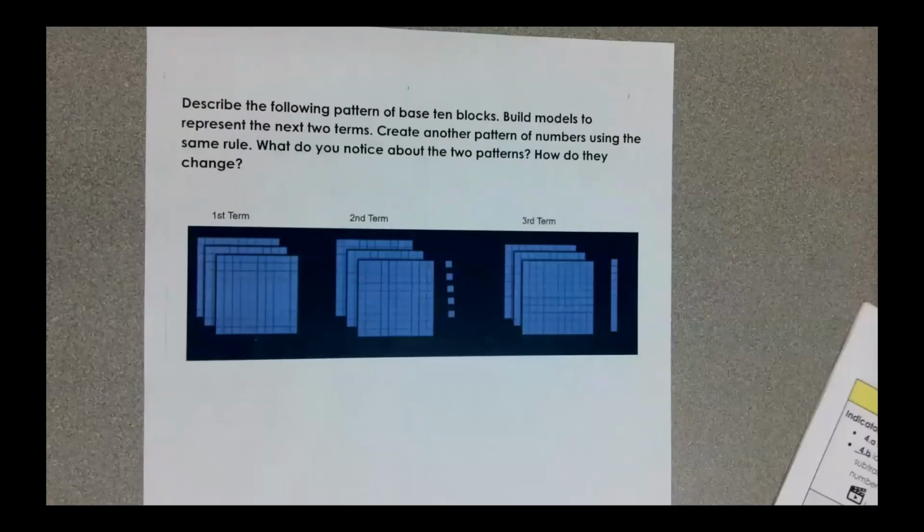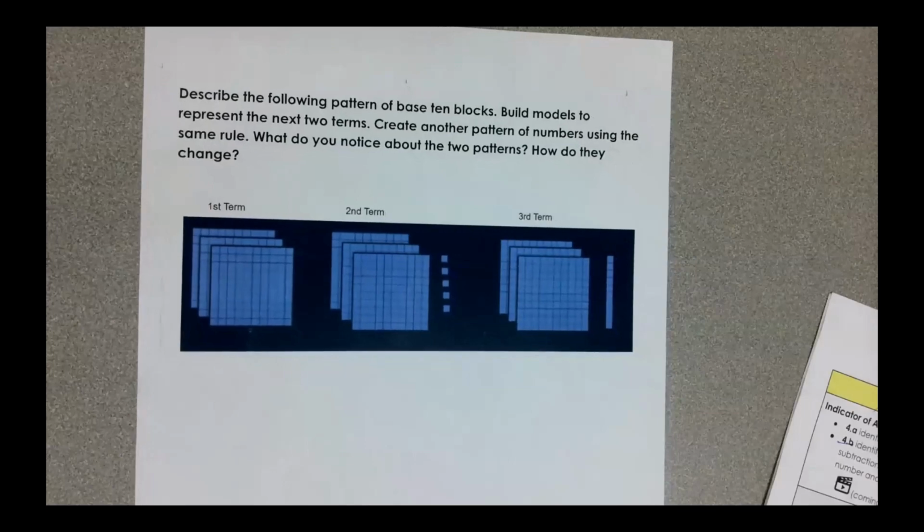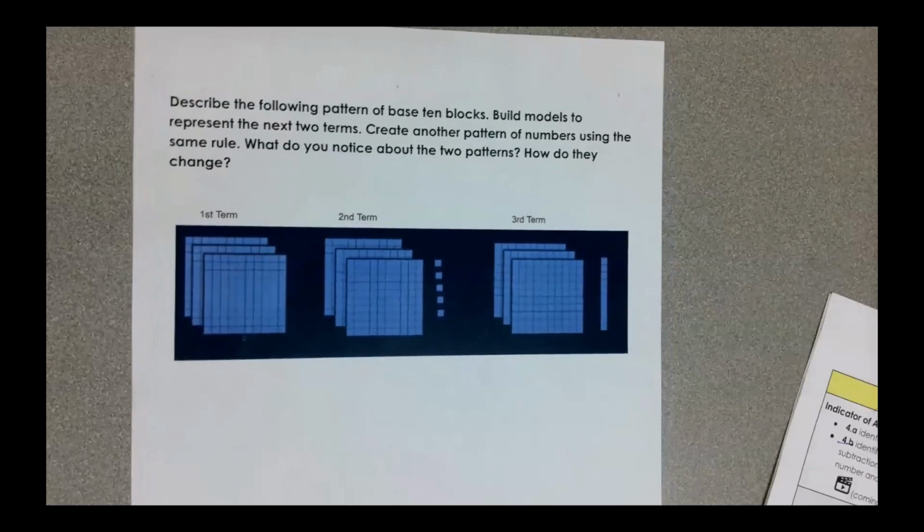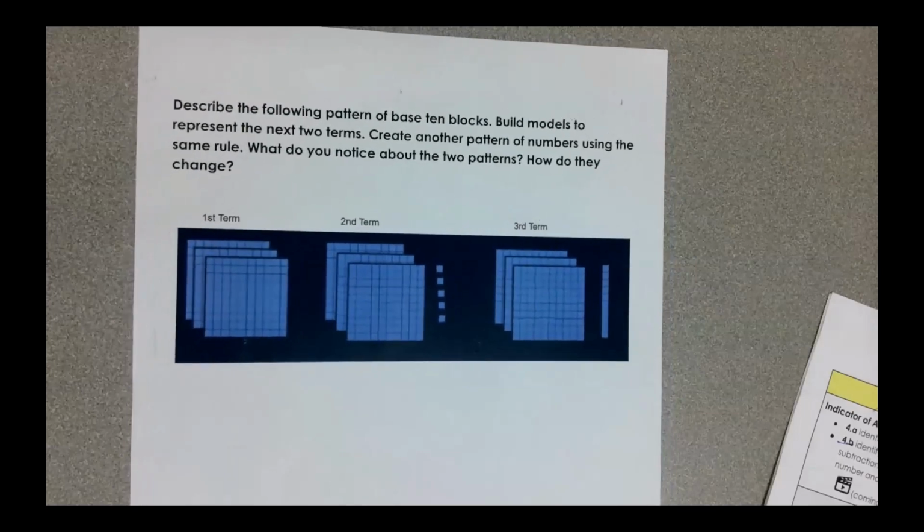So here's an example from the Unit 4 suggested pacing. Describe the following pattern of base 10 blocks. Build models to represent the next two terms. Create another pattern of numbers using the same rule. What do you notice about the two patterns?